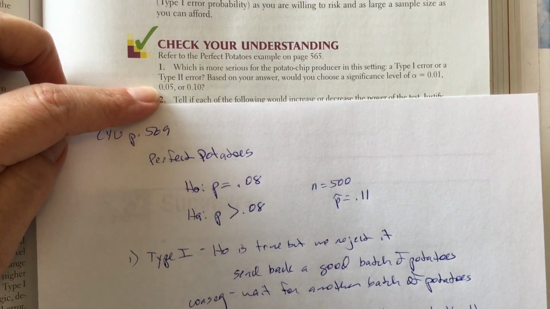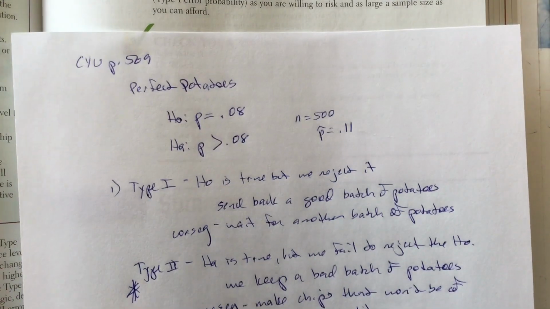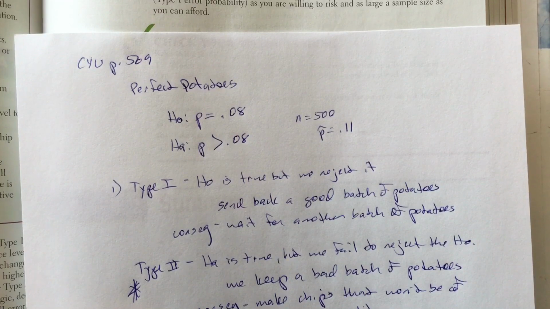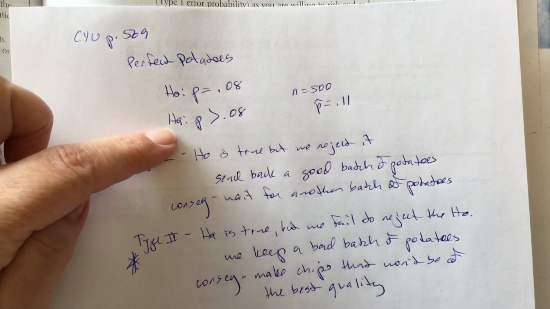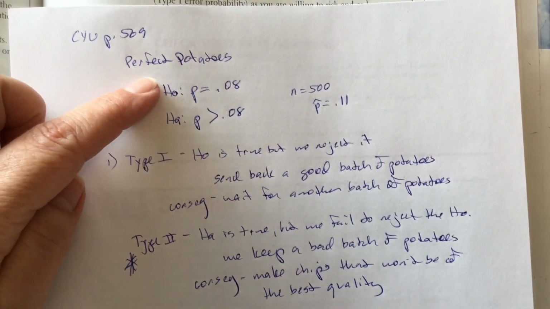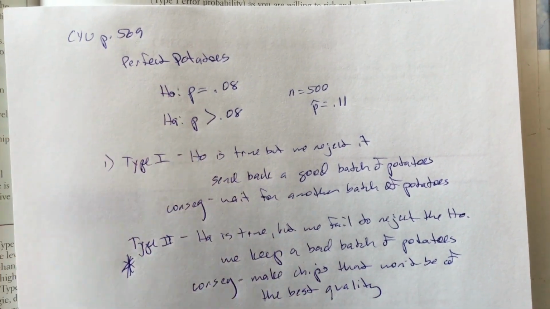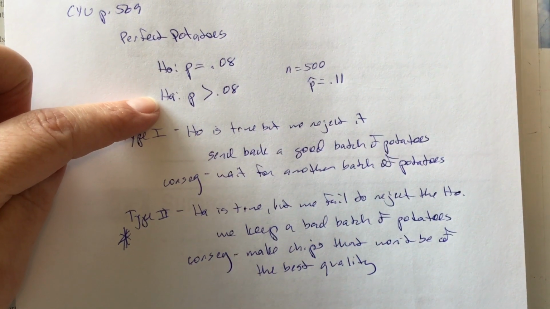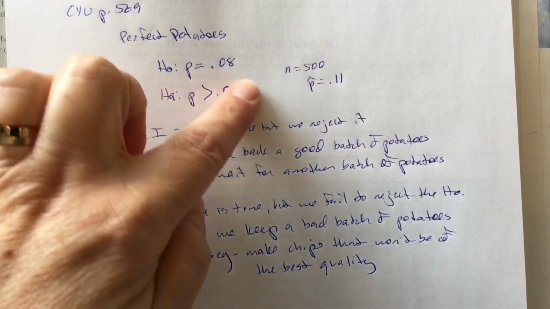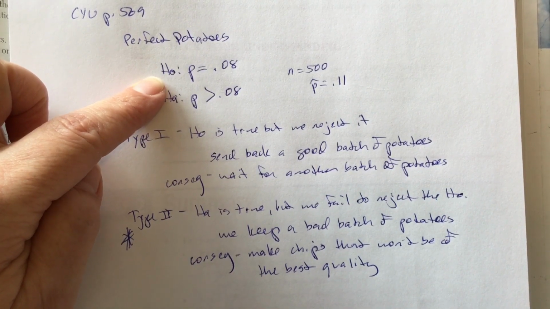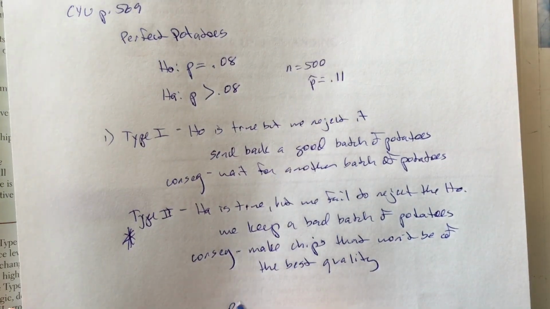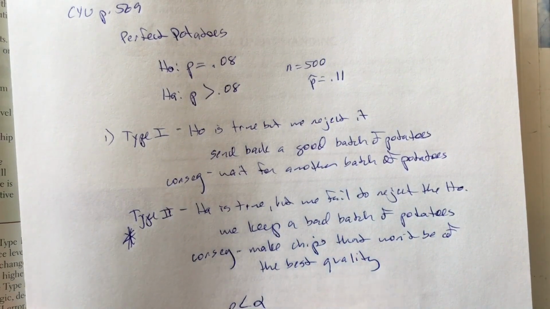If this was true and I wanted to be able to reject the H0, I want my P to be low. So if I want my P to be low so I can reject the H0 and have proof that the batch is bad, I'm going to want a higher alpha value. Because remember, we compare P to alpha.